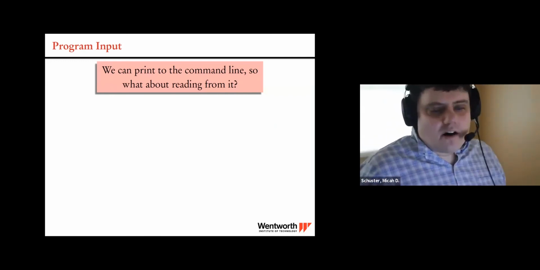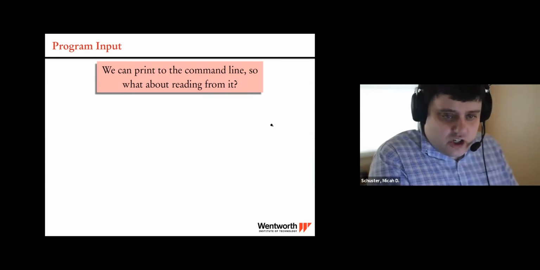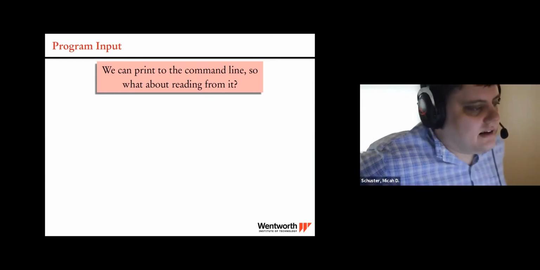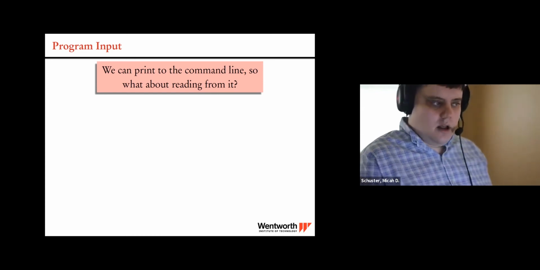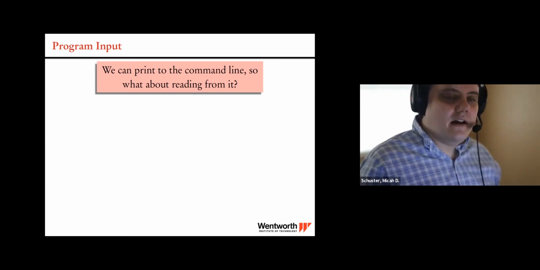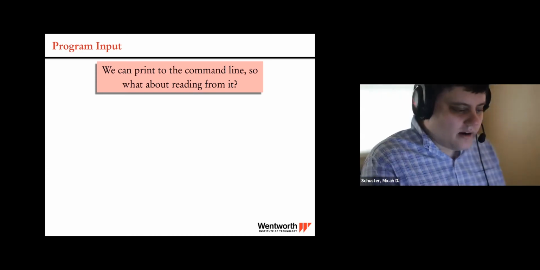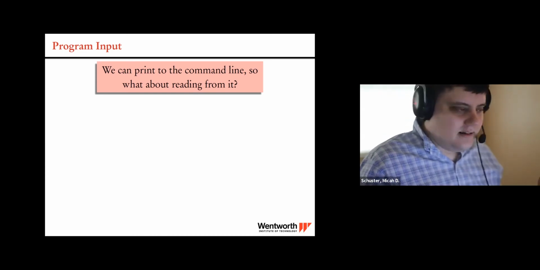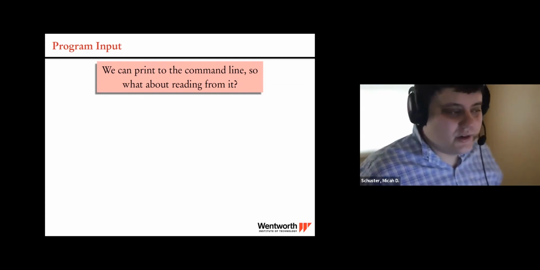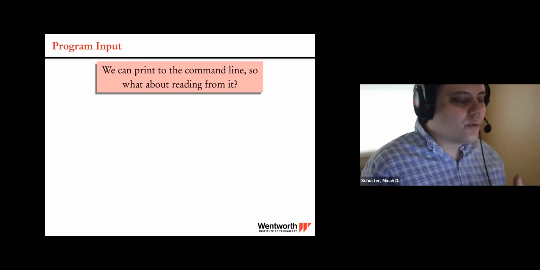So that's pretty much all the variable stuff. The next part of what I want to talk about is getting some input. So we can print to the command line. What about reading from it? We want user input. In video games you play, you use WASD, you use arrow keys. At the minimum, you use your mouse to do stuff. So how do we read from the command line?